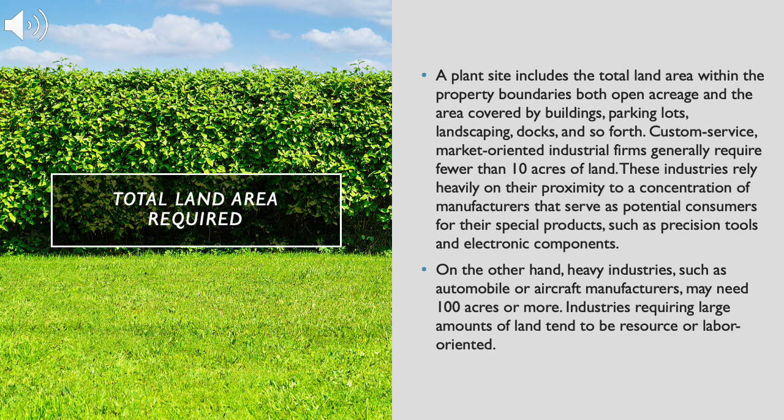Total land area required. A plant site includes the total land area within the property boundaries, both open acreage and the area covered by buildings, parking lots, landscaping, docks, and so forth. Custom service, market-oriented industrial firms generally require fewer than 10 acres of land. These industries rely heavily on their proximity to a concentration of manufacturers that serve as potential consumers for their special products, such as precision tools and electronic components. On the other hand, heavy industries such as automobile or aircraft manufacturers may need 100 acres or more. Industries requiring large amounts of land tend to be resource or labor-oriented.